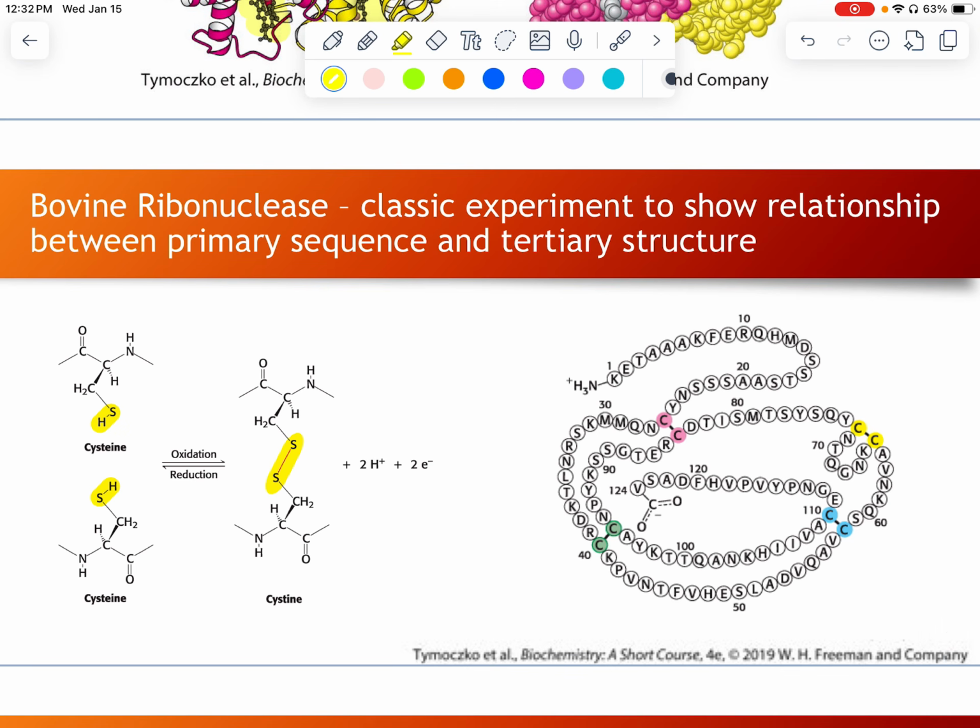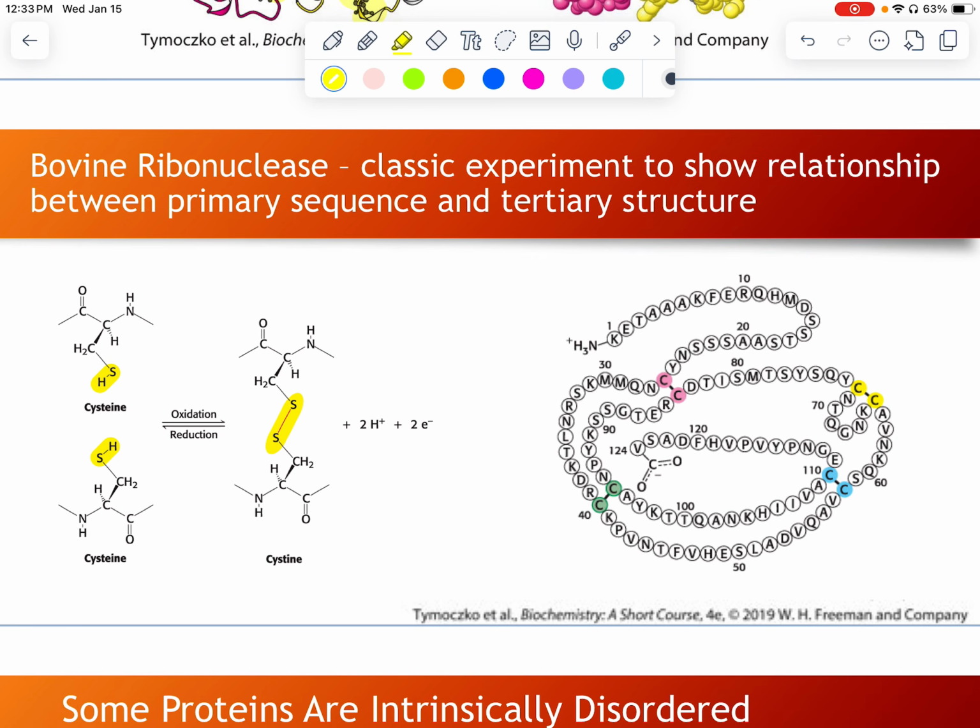Bovine ribonuclease. Ribonuclease is a type of enzyme that cleaves individual nucleotides in RNA. We know that there is a relationship between the primary structure, the order of amino acids, and the tertiary structure, how they all fold in on themselves. But nobody had proven that until this classic experiment from the 1950s. Here's what they did essentially. By the way, this would be a great practice to see if you know all your one-letter abbreviations. Go through and see if you can name all of these.